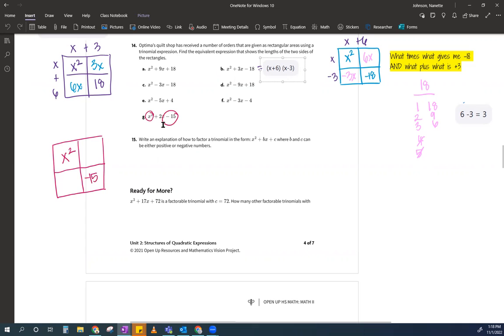Now I am looking for, and if I could quote this, oh, here it is right here. I'm going to ask this question over and over again. So this time I'm saying, what times what gives me negative 15? So here I want this to be a 15. And then what plus what gives me that 2 right there. So I'm going to think about that.